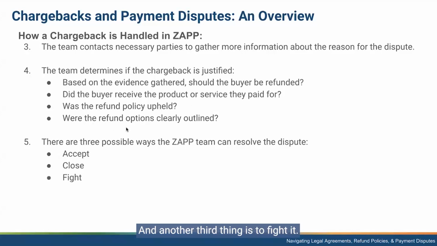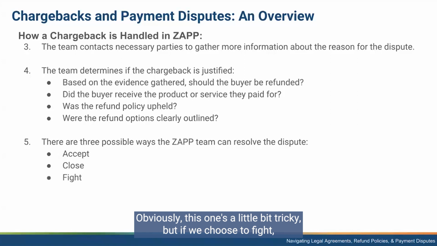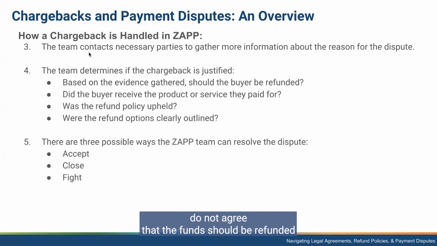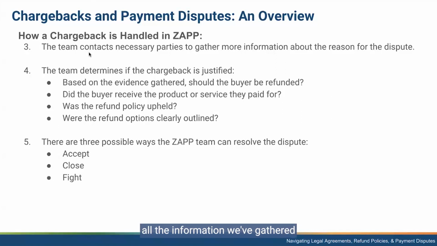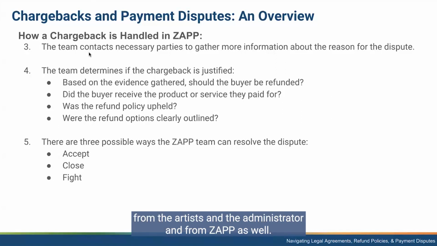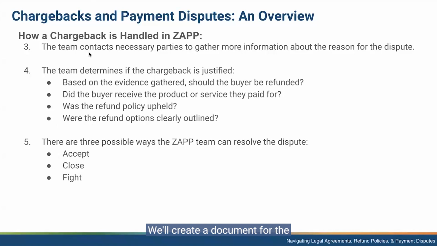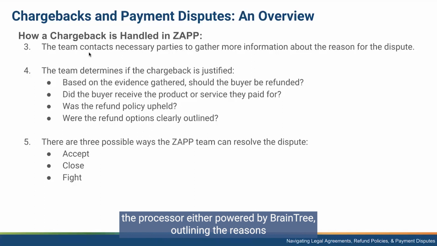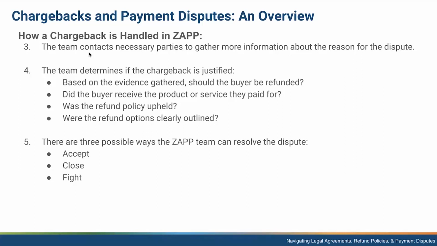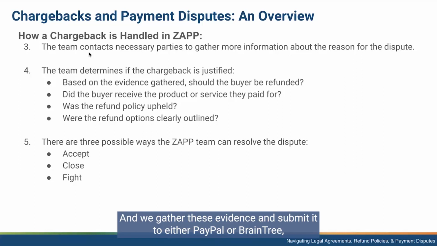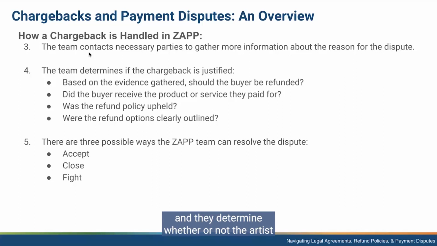And then the third thing is to fight it. Obviously, this one's a little bit tricky, but if we choose to fight, that means that we, the client, do not agree that the funds should be refunded, and we'll prepare evidence to support this claim. So we'll gather all the information we've gathered from the artist and the administrator and from ZAPP as well. We'll create a document for the processor, either PayPal or Braintree, outlining the reasons why we believe that the artist should not be entitled to the funds. And we submit this evidence to either PayPal or Braintree, and they determine whether or not the artist should get the funds back.